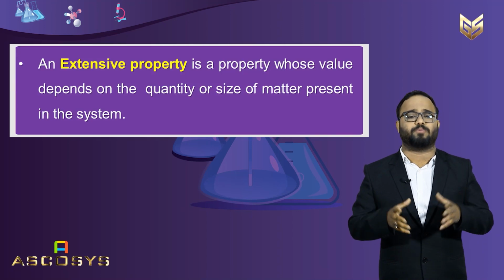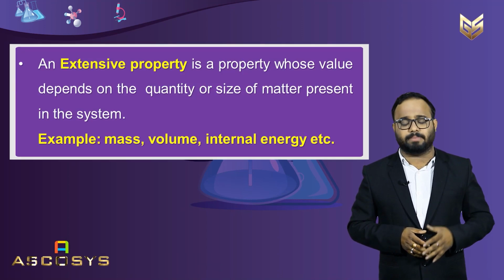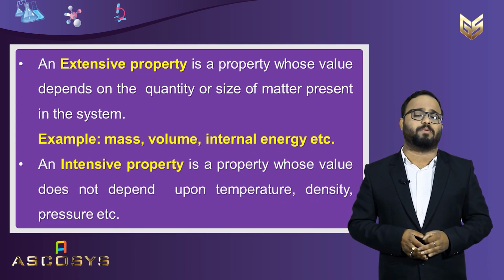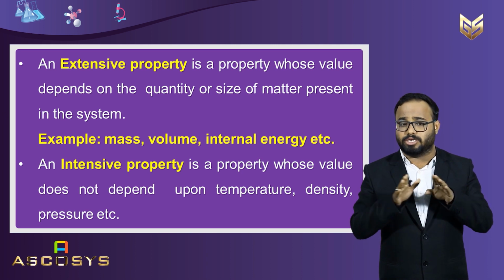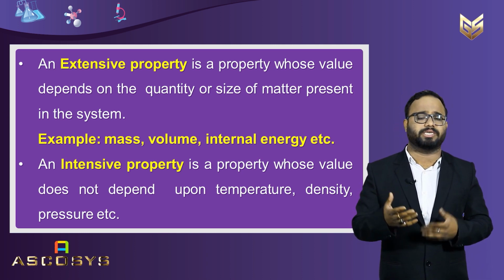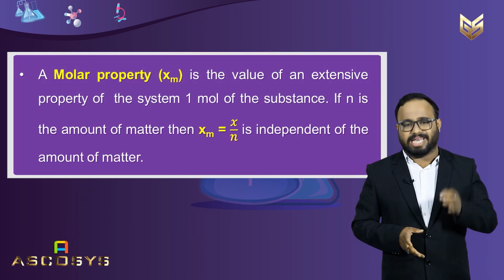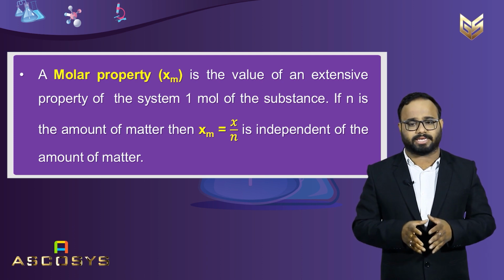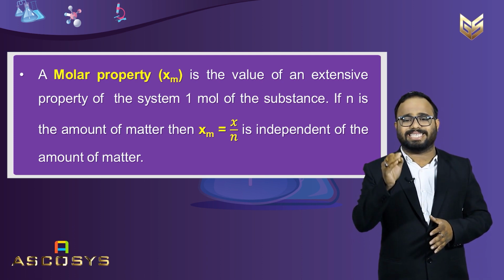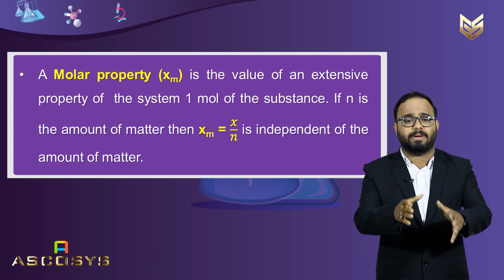An extensive property is a property whose value depends on the quantity or size of matter. Example, you have mass, volume, internal energy, etc. An intensive property is a property whose value does not depend upon the mass or quantity, for example temperature, density, pressure, etc. Whereas a molar property Xm is the value of an extensive property X of the system for one mole of a substance. If n is the amount of matter, then Xm becomes X by n, which is independent of the amount of matter.